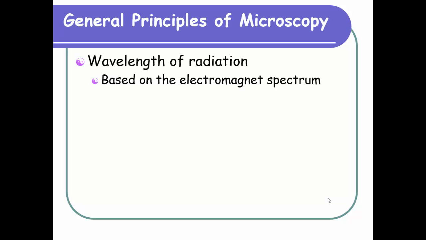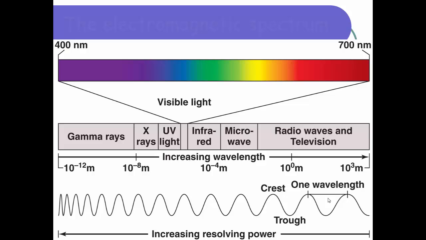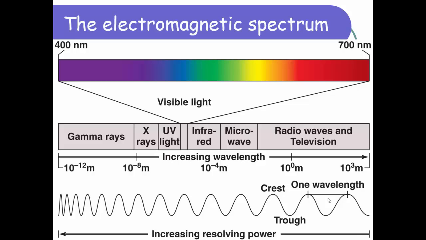General principles of microscopy: wavelength of radiation, which is based on the electromagnetic spectrum; magnification, which is one of the reasons we use the microscope; resolution, how well we can distinguish between points; refraction; and contrast. In this particular figure, we see the electromagnetic spectrum, all the way from gamma rays on one side to radio and television waves on the other side. The visible light spectrum that we see as white light runs from about 400 nanometers to 700 nanometers.